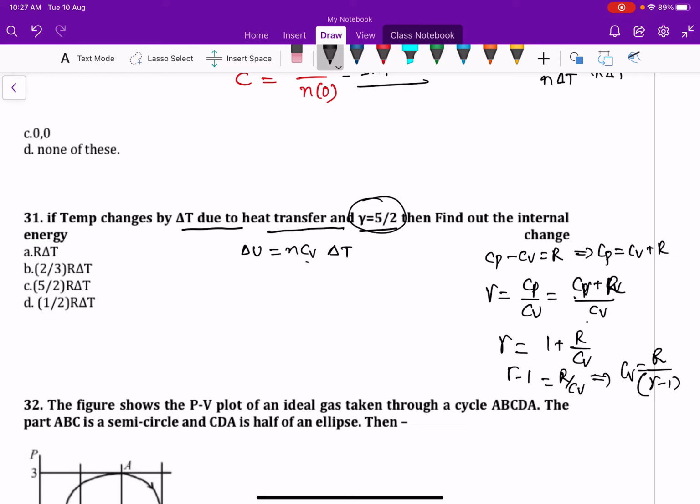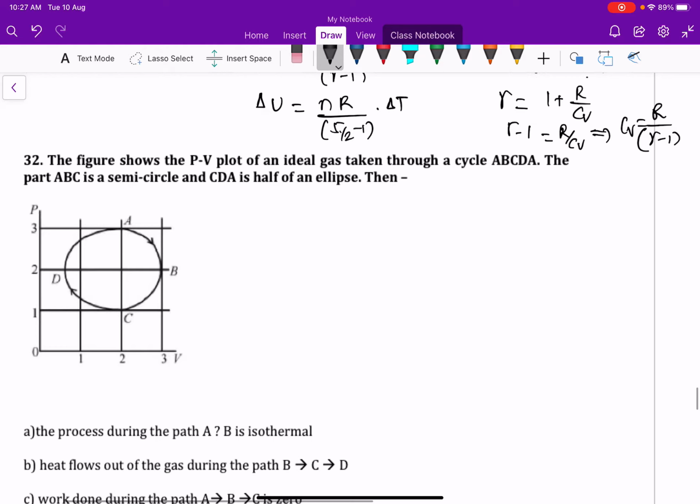So substitute Cv value here. So delta U is equal to n Cv, which is nothing but R by gamma minus 1, into delta T. Delta U is equal to nR by gamma, which is 5 by 2, minus 1, into delta T. So by solving this you will get the answer. 5 minus 2 is nothing but 3 by 2. So you will get 2 by 3 of nR delta T. Okay, so this is the answer.